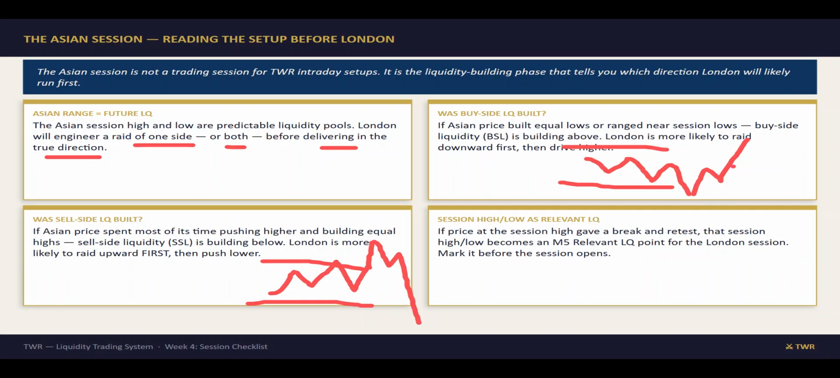So also identify the session highs and lows where relevant liquidity for M5 are resting. Basically, if price at session highs gives a break and retest, that session high and low becomes a relevant liquidity point for London session. Mark it before session opens.